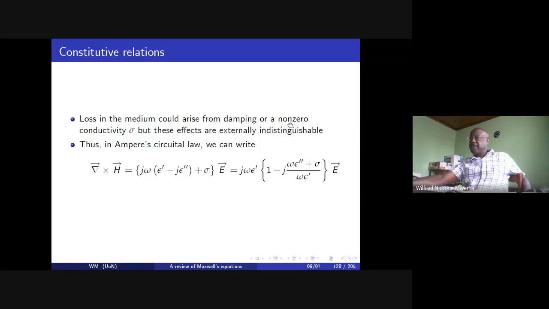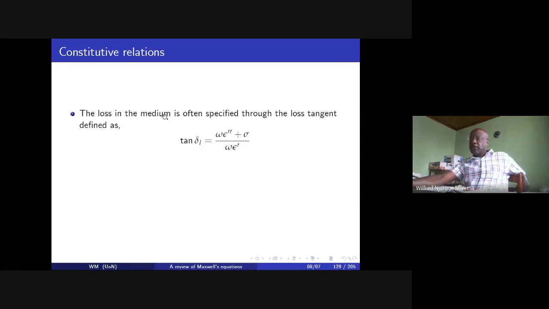And therefore in Ampere's circuit law, where we had sigma plus j omega epsilon, now we are replacing the epsilon in the circuit law with its definition and adding them out, and we see that we have this expression here for the current density equal to sigma plus j omega epsilon times E. So the loss in the medium is often defined through the loss tangent, which is defined as tangent of delta L equal to (omega epsilon double prime plus sigma) over omega epsilon prime, the real part of the permittivity.